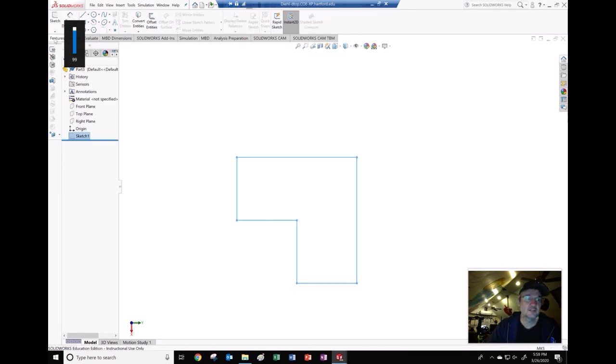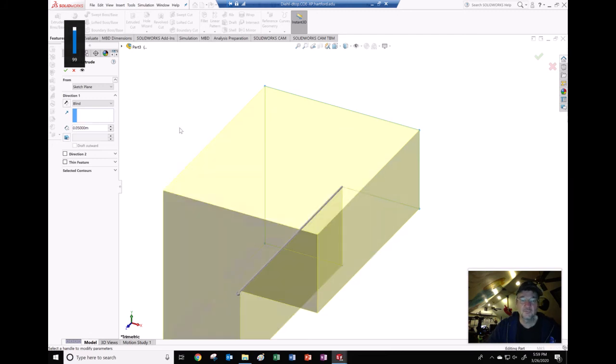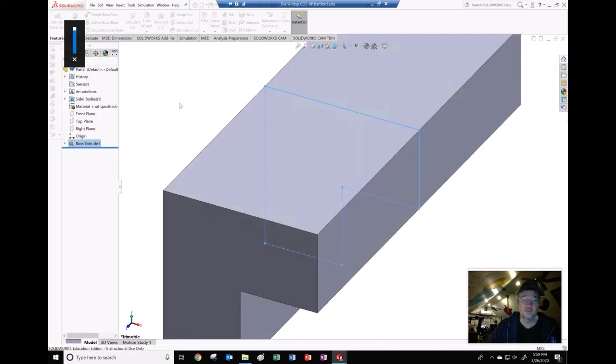Now I grab that sketch and I can extrude it. It's going to be 0.05. Let's see, it's 100 millimeters, so that'd be 0.1. So 0.05 seems a little big to me. Yeah, I think I did something wrong. 0.05 in that direction and 0.05 in that direction, and I did do something wrong with my dimensions here.